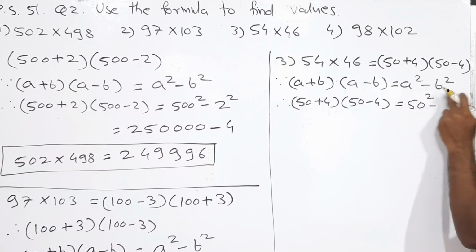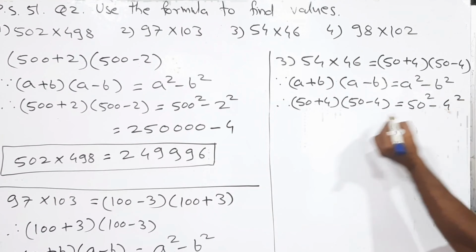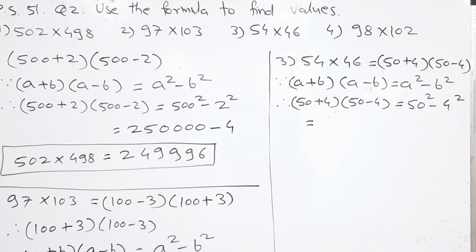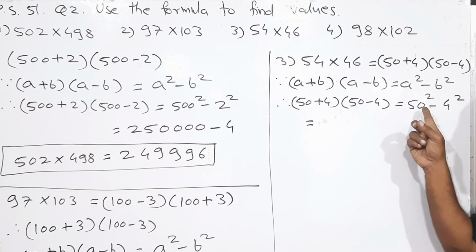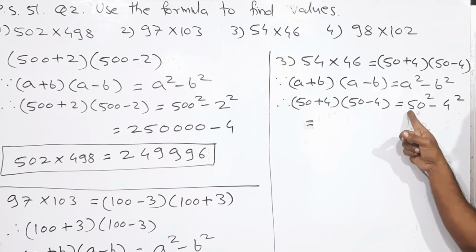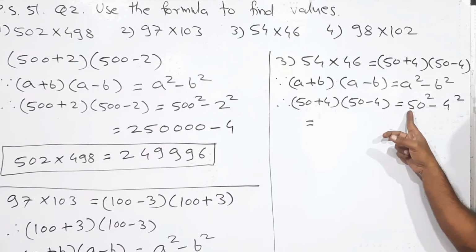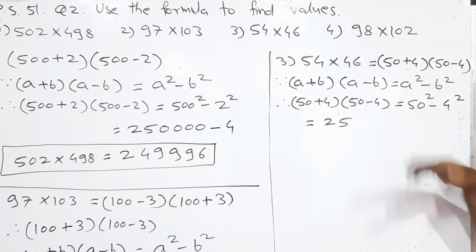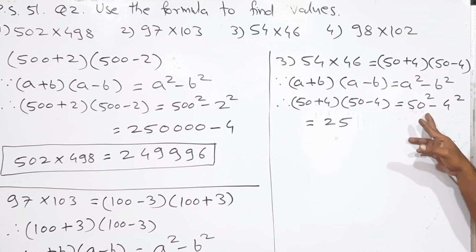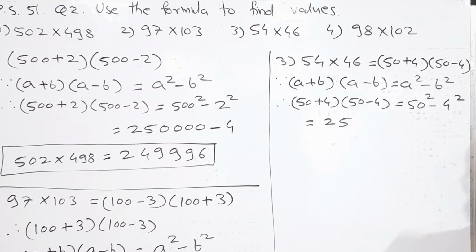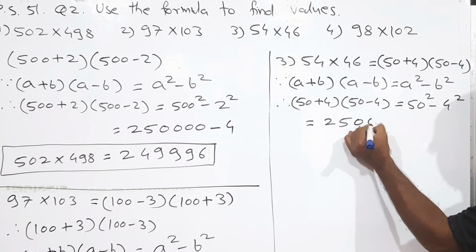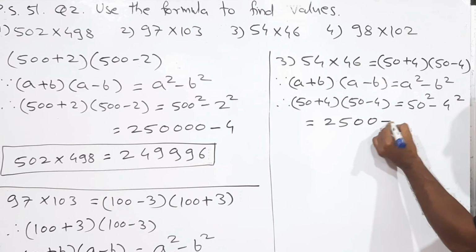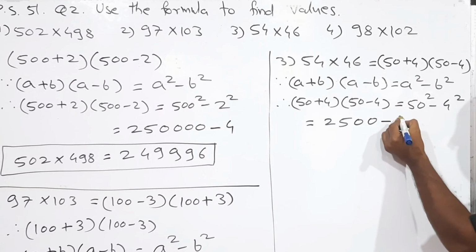50 plus 4 into 50 minus 4 is equal to square of 50 minus square of 4, which is equals to square of a number ending with 0. We have to write square of the digit. So square of 5 is 25. Here is 1 0. So in its square there will be 1 2 2 0. So the number is 2500 minus square of 4 is 16.